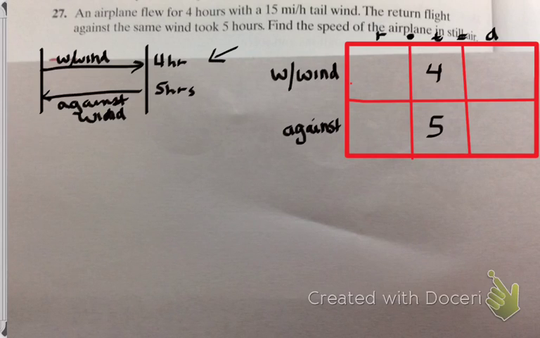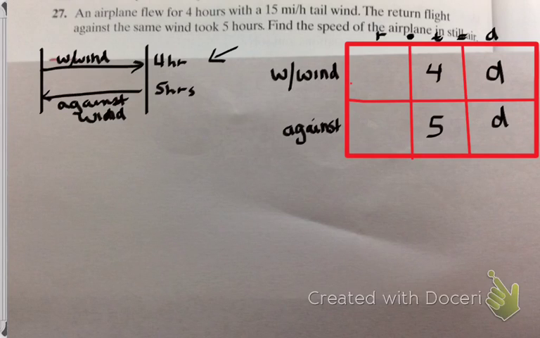No, it says nothing about rate there. What do I know from the diagram's picture? The distance is the same. Anytime we go there and back, it's the same. Now, my rate.